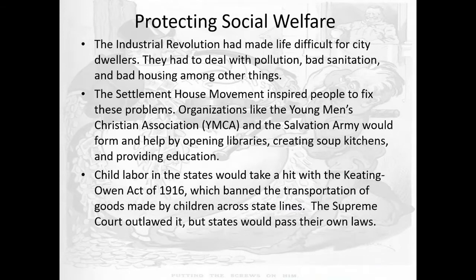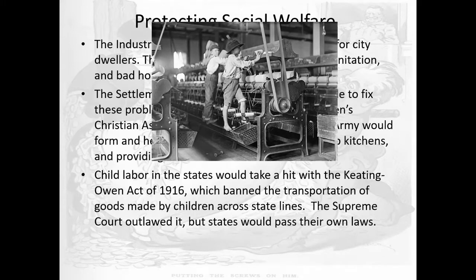Child labor in these states would take a hit with the Keating-Owen Act of 1916, which banned the transportation of goods made by children across state lines. The Supreme Court outlawed it, but states would pass their own laws. And again, here's a picture. I believe this is a Lewis Hine picture of child labor in a textile mill.